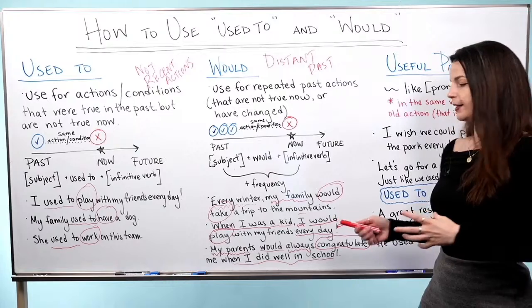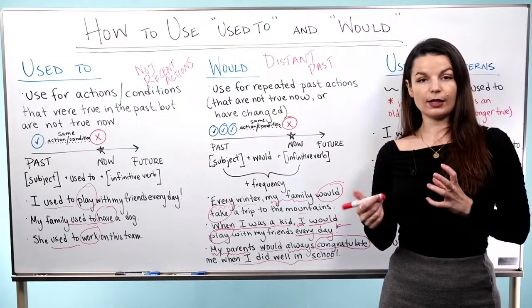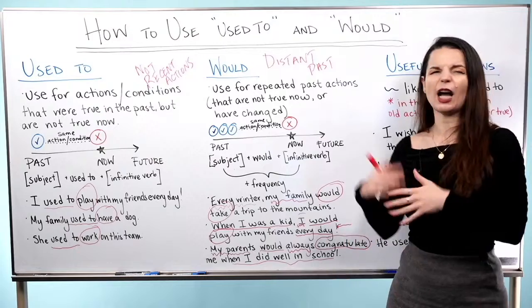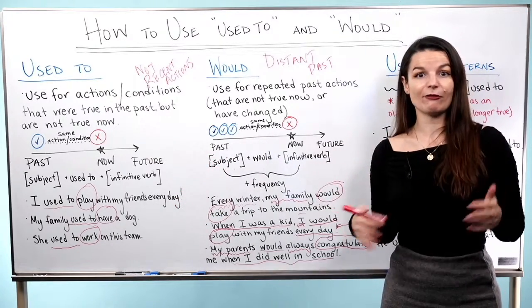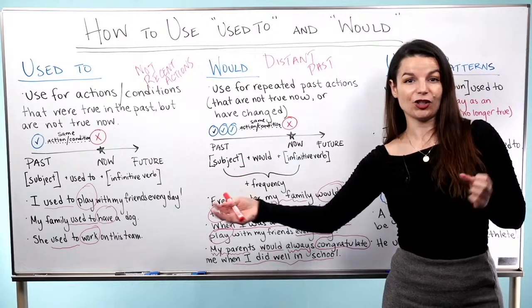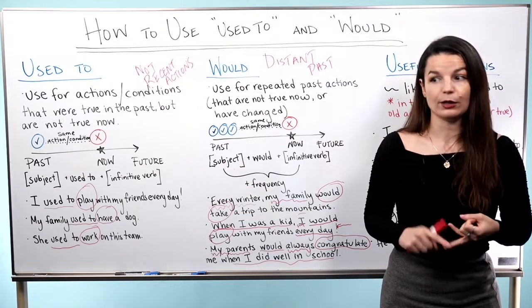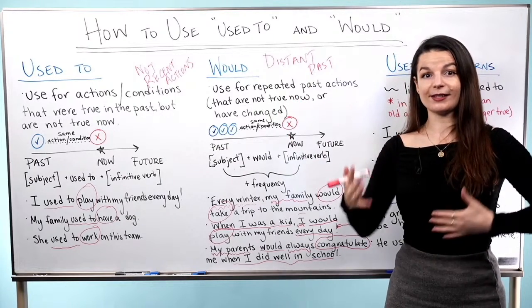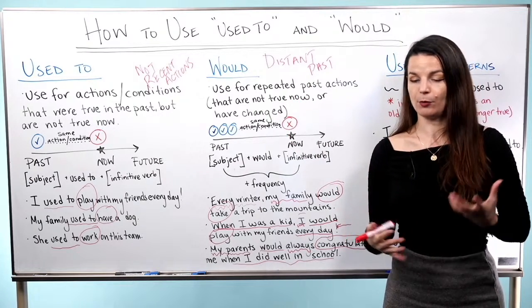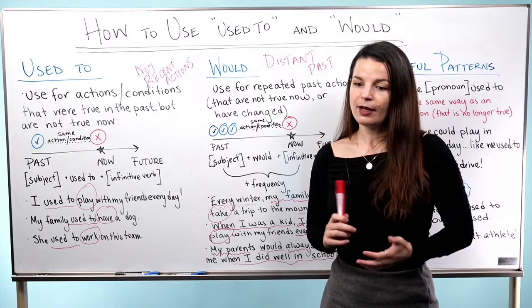So as you can see, the would sentences have flexibility. We need some information about when the action happened, like in your school days, or when you were a kid, or when you worked at a different job, right? So give the other person some information about that repeated action, okay? I'll check some more examples.